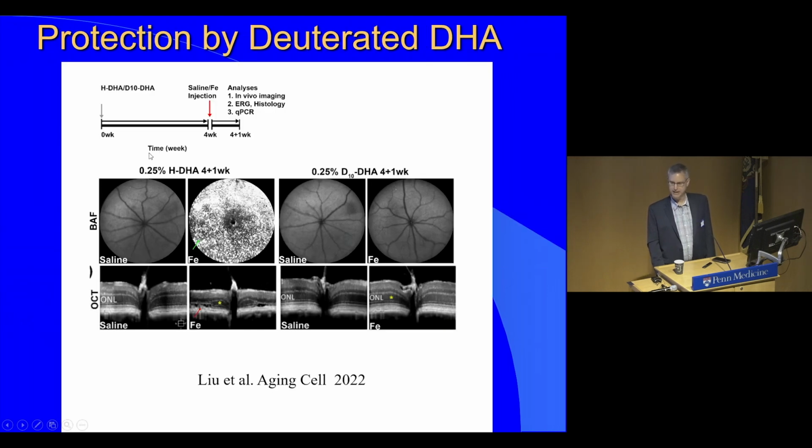So here's an experiment where we gave oral deuterated DHA in the diet of mice for 4 weeks, and then we injected iron into the vitreous and waited a week, and then gave the mice to Brent, who imaged them. And we also had a control group with a diet that was otherwise identical to the deuterated DHA diet, except that the DHA was not deuterated. So here's what the retina looks like with the non-deuterated diet, lots of hyperautofluorescence, loss of photoreceptors seen on the outer nuclear layer thinning. And here with the deuterated DHA diet, we were shocked, the retina looks normal, totally protective.